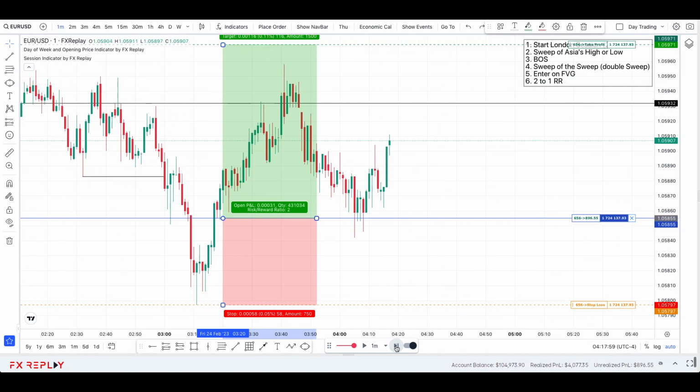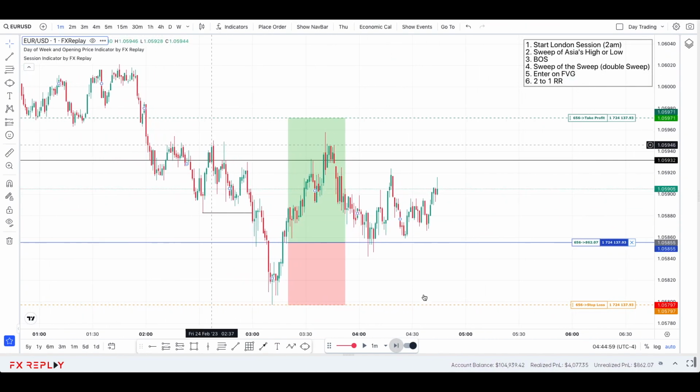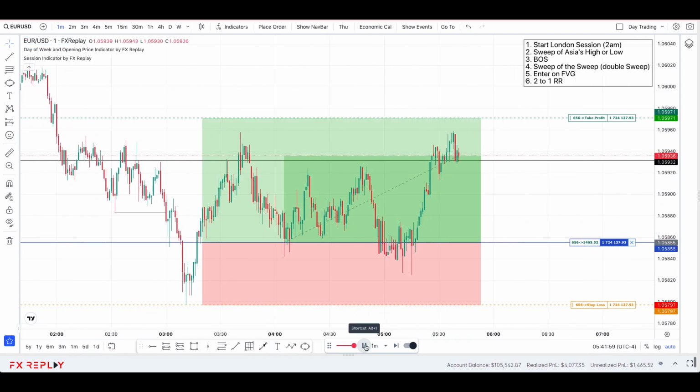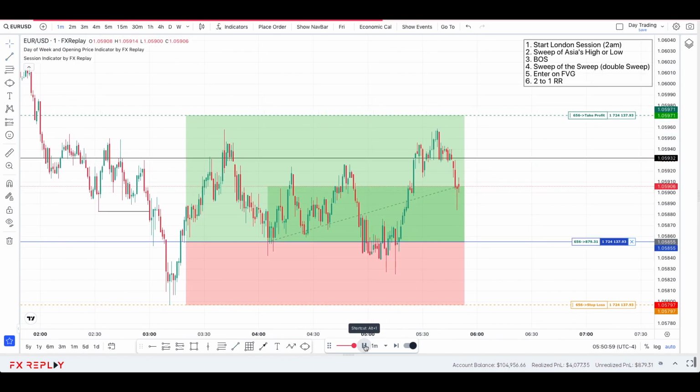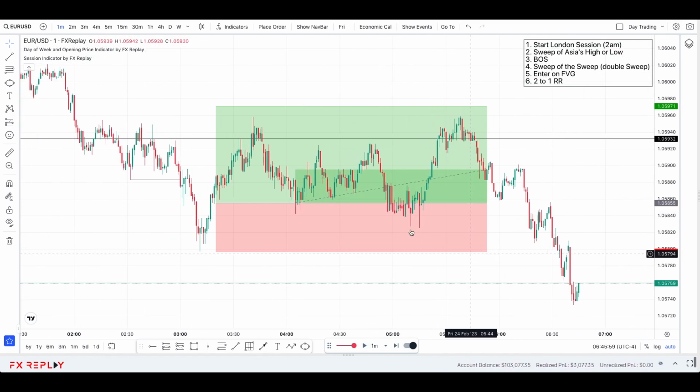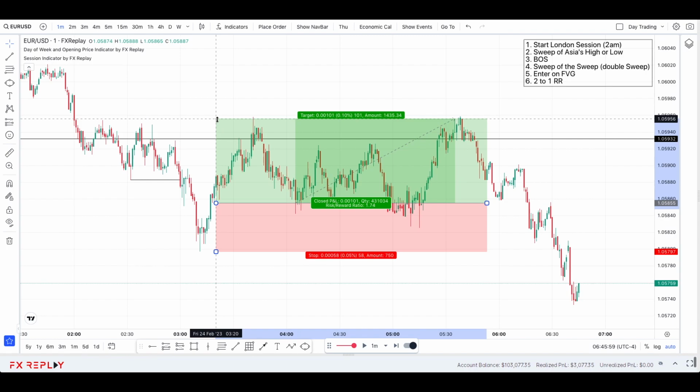Alright, so we came back to break even. A lot of ranging, and we're getting to the end of the London session, so I don't have much hope for this trade. And we took out all of those highs. Alright, so that was kind of sad. We're at 1.8% in profit.